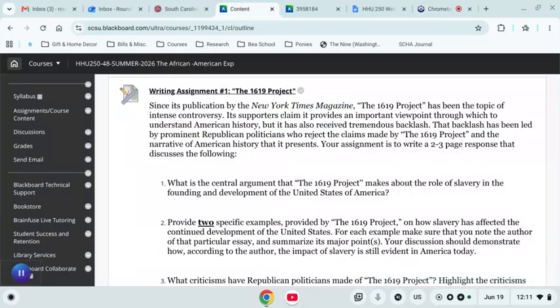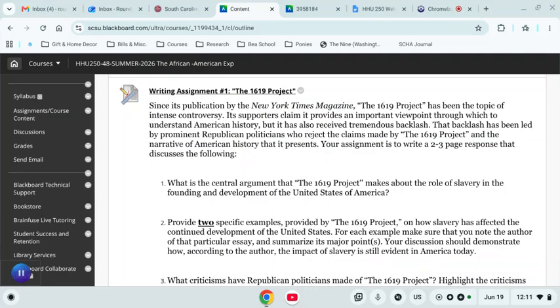As promised, I wanted to provide some basic instructions on the first written assignment. Most of the work for this course is very self explanatory, but this one, due to the subject matter, is just a little bit complicated. You will be writing about something called the 1619 Project. This was a project that was published by the New York Times Magazine in 2019.